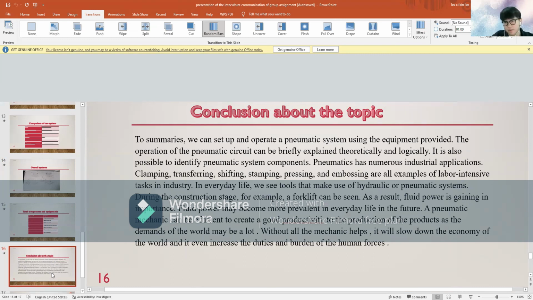Without the help of mechanisms, it will slow down the economy of the world and even increase the duties and burden on the human workforce, as humans cannot do all the things in a short time, while the machines can do it in a short time and at the same time.